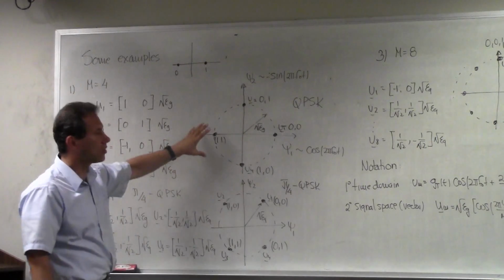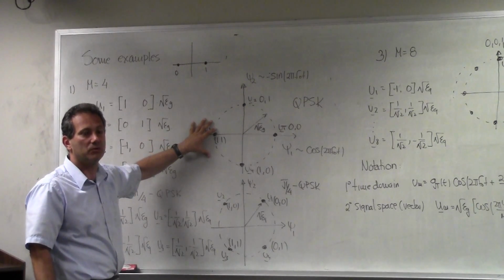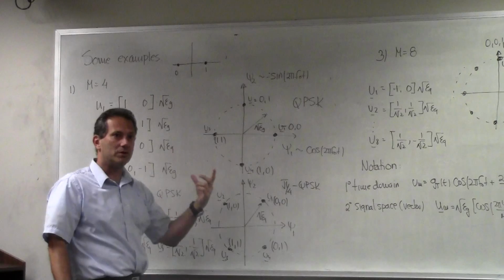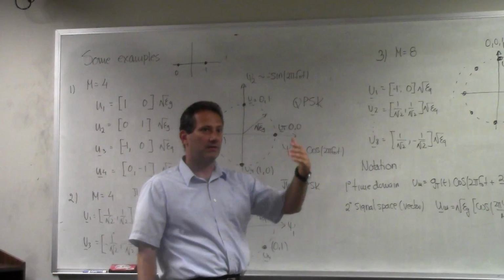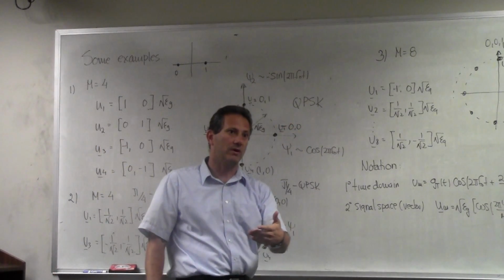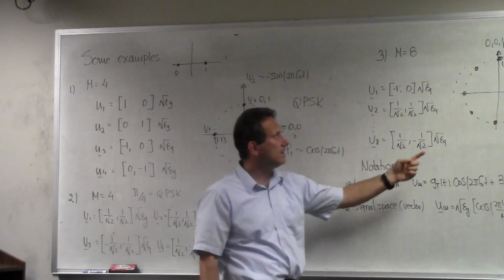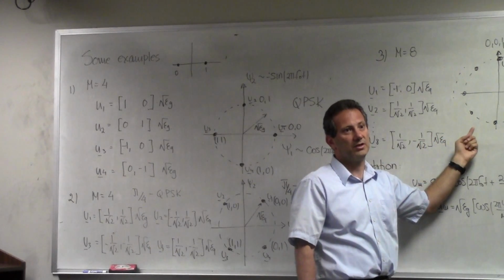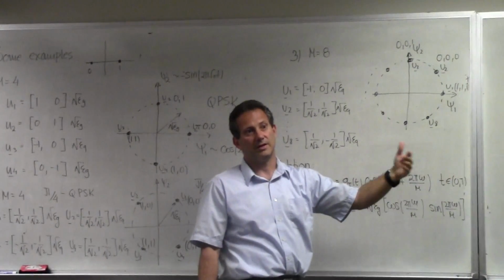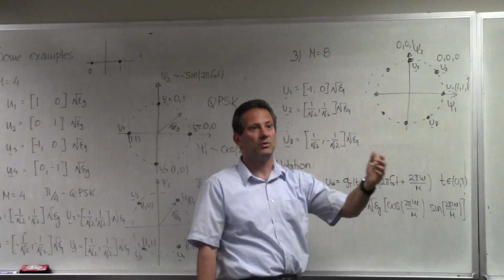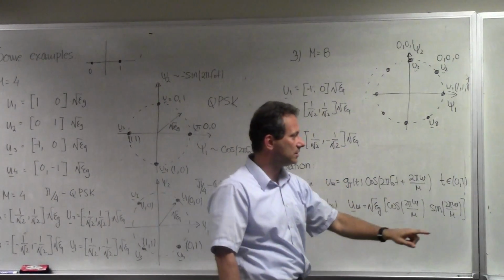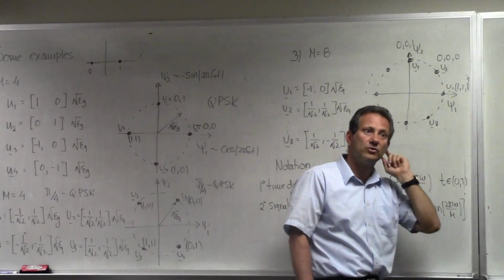So I need capital M to be equal to 4. If I'm encoding 3 bits at a time, then I have 0 0 0 all the way to 1 1 1. How many combinations do I have? 8. So I need 8 points in my constellation. If I encode 4 bits, then I need 16, 5 bits, 32, and so on, right? So it's not only that it's even, but it's a power of 2.